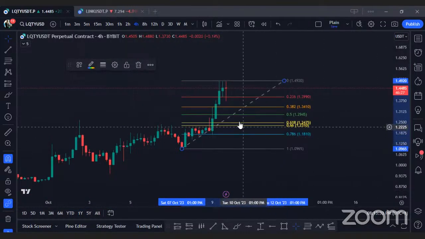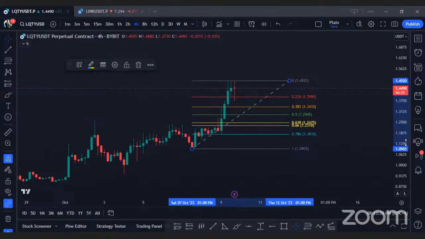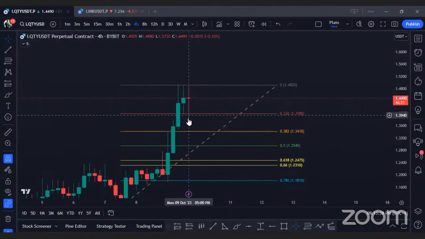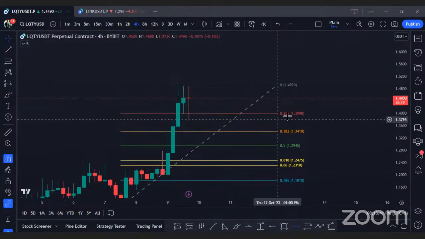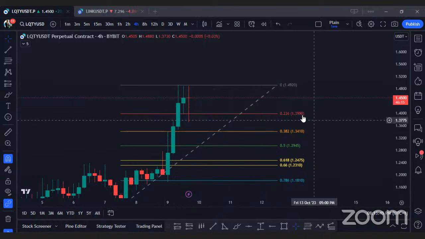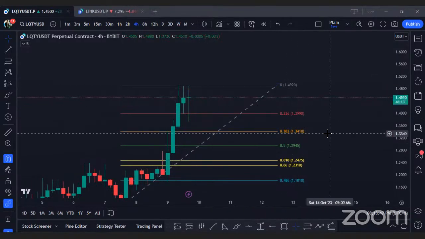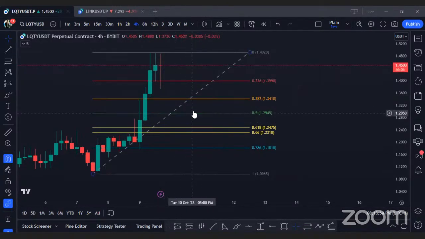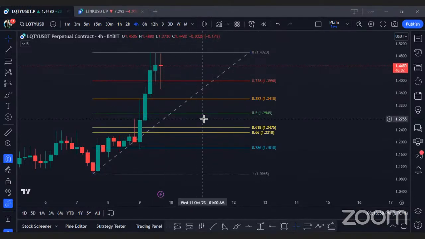Once you draw this, you can use it on higher time frames and on lower time frames. You see that when this token had a bounce, it came back down just slightly below this 0.236. I used this because price will always respect this. But if it continues to drop, then the next target will be the 0.382, which will be around 1.33. If it continues to drop, the next target will be around that 50% level, and all of that.